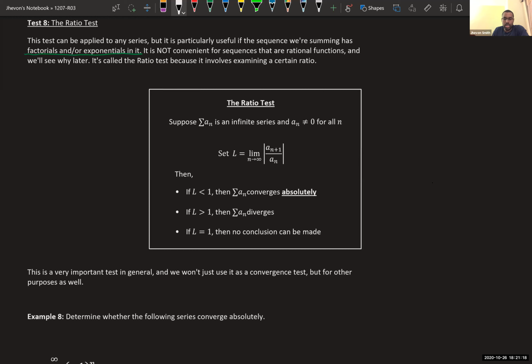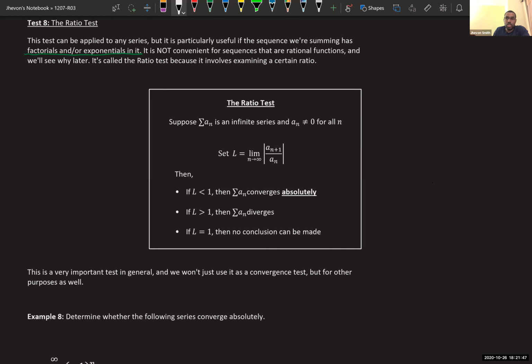So here's what it says, right? AN is an infinite series. The only requirement is that none of the terms are zero, but they can be positive or negative. We don't care as long as they're not zero, because we're going to be creating a ratio and we're going to be dividing by AN. So that's why we can't have them zero. Set this limit, the limit as n goes to infinity of the absolute value of AN plus 1 over AN. Then you have three possibilities.